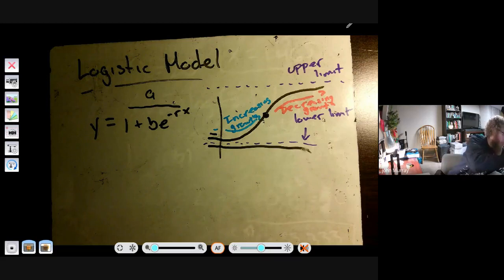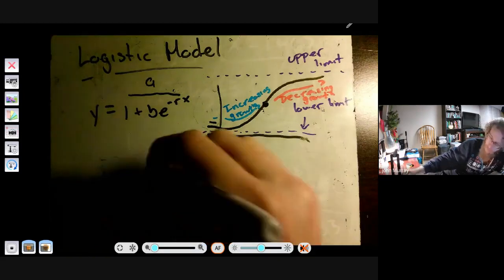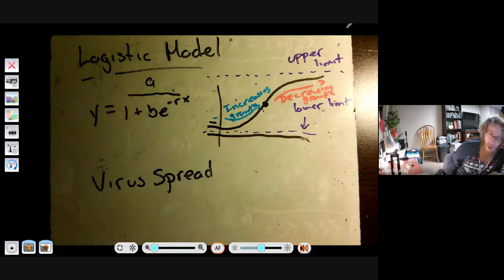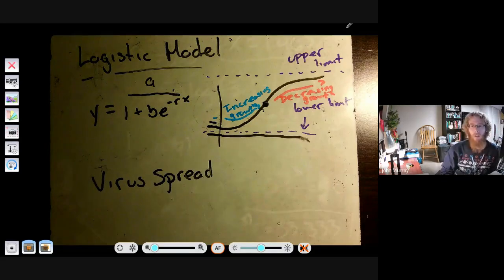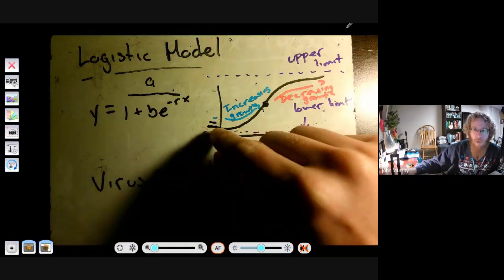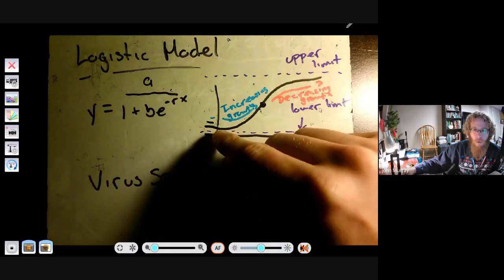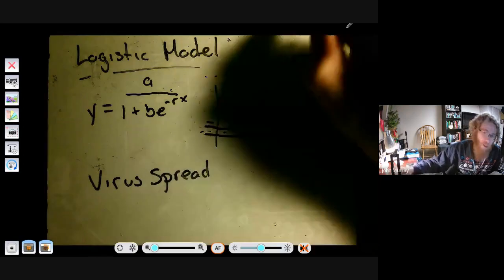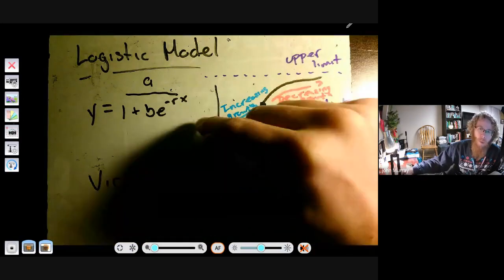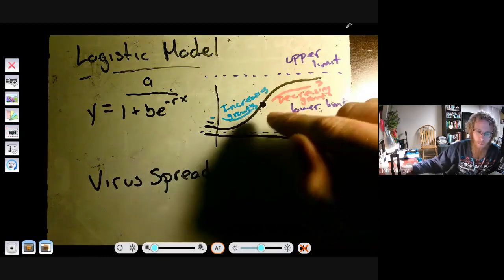They use this, again, for population, but more specifically for something like the spread of a virus. With COVID, this is how the graph should have looked as long as we took precautions. If people were doing their job, social distancing and wearing masks, this would be our infection rate. At first, nobody's really infected. It comes into contact with humans, and at first it grows exponentially. Every person's given it to 2 or 3 people, so we have exponential growth.